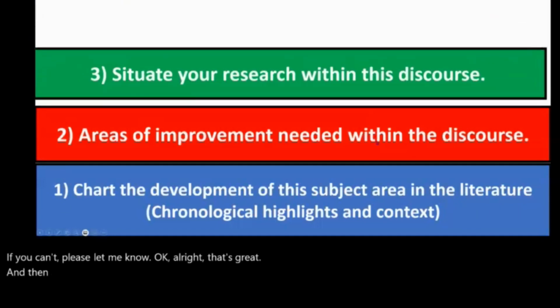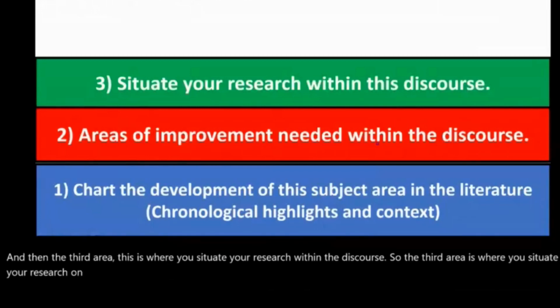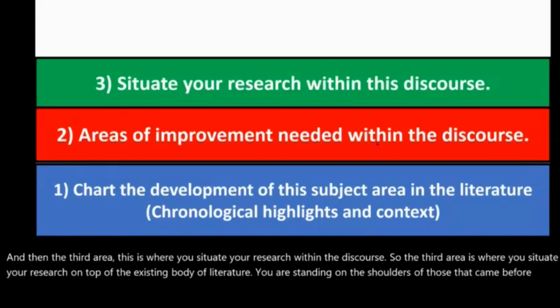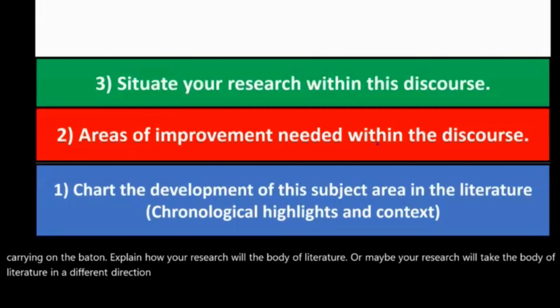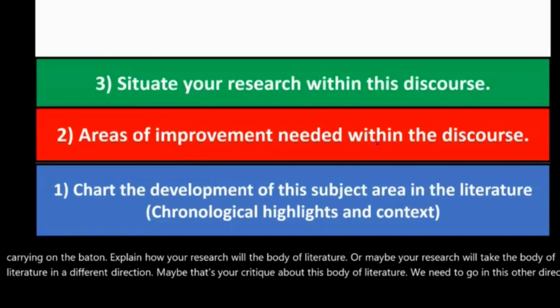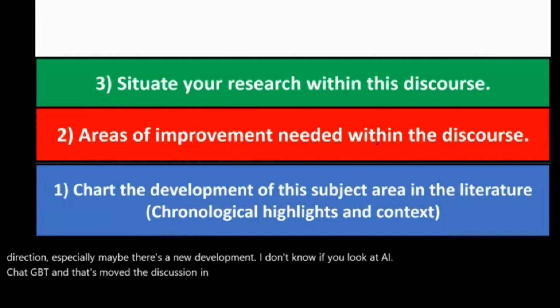And then the third area, this is where you situate your research within the discourse. So the third area is where you situate your research on top of the existing body of literature. You are standing on the shoulders of those that came before you. You are carrying on the baton. Explain how your research will enhance the body of literature. Or maybe your research will take the body of literature in a different direction. Maybe that's your critique about this body of literature. We need to go in this other direction, especially maybe there's a new development. I don't know if you're looking at AI or ChatGPT, and that's moved the discussion in another area.